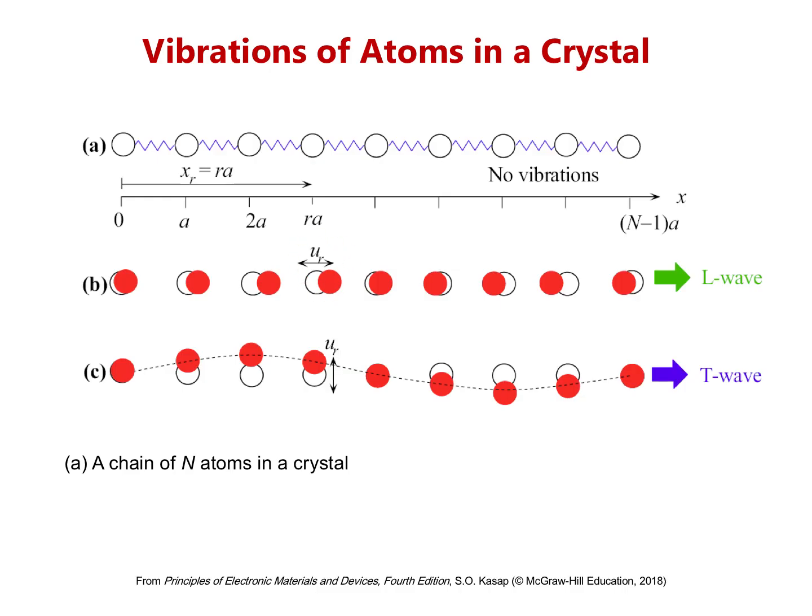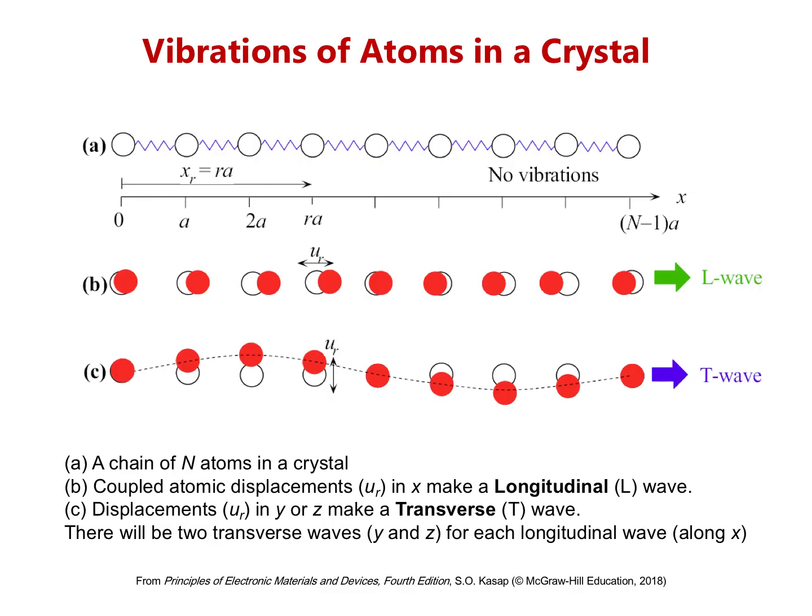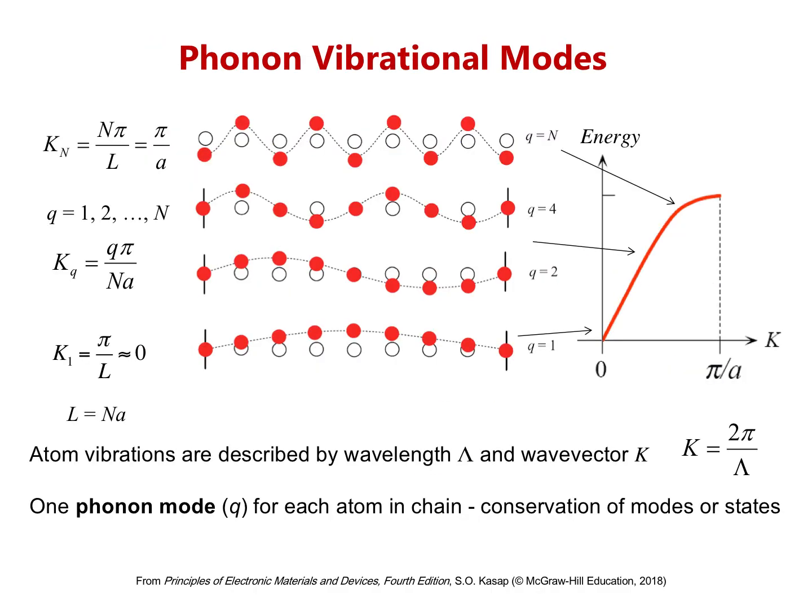Because the atoms are coupled with springs, the displacement of one atom generally pulls the atoms around it, making traveling waves. When the displacement of atoms is parallel to the direction of the wave, it is called a longitudinal wave. When the displacement is perpendicular to the direction of the wave, it is called a transverse wave. The 3 degrees of freedom to displace an atom along x, y, or z directions lead to 2 transverse waves for each longitudinal wave. Lattice vibrations can be described by waves of various wavelengths.